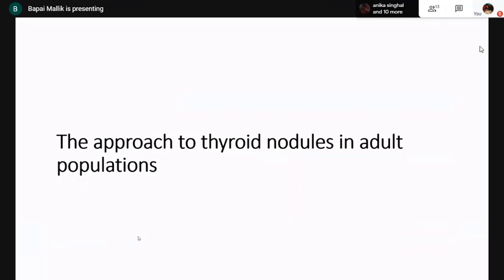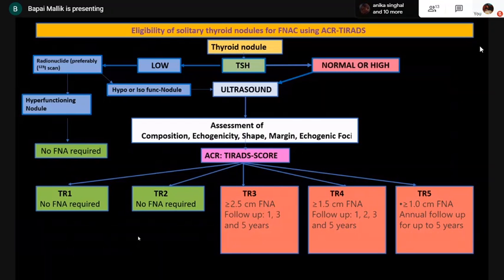So what is the approach to thyroid nodules in adult populations? The eligibility of thyroid nodules for FNAC using ACR TIRADS is as follows. So there is a nodule in the thyroid. The first evaluation should be a TSH. It's extremely important. If the TSH is low, then you go ahead and do a radionuclide scan. Okay, so it's a hyperthyroid radionuclide scan. On radionuclide scan, if you see that this is a hyperfunctioning nodule, there is no need to do an FNA. So if a patient has a low TSH, don't go for FNA. If it is found that it's a hyper-isofunctional nodule, then you go for the ultrasound. If the TSH is normal or high, the next test is ultrasound.